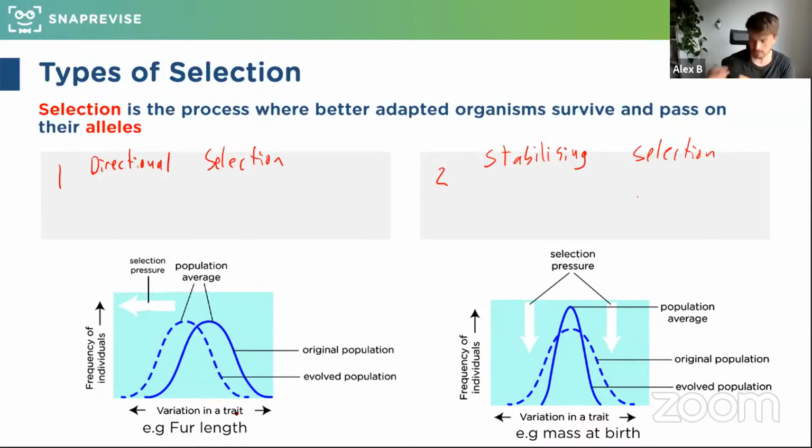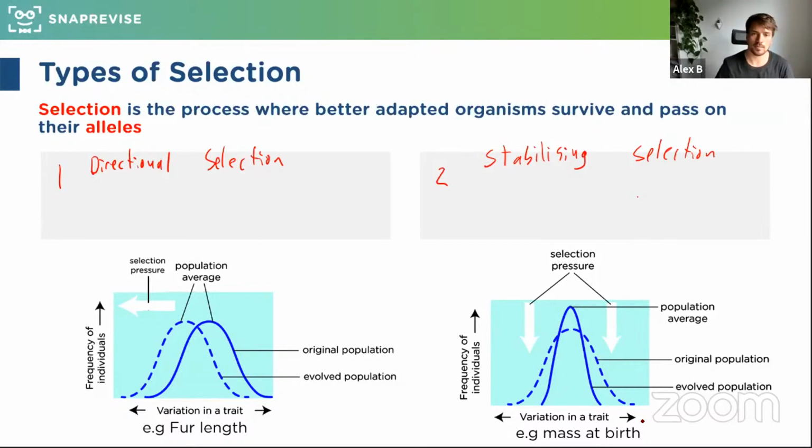So stabilizing selection is where the phenotypes in the middle are favored. One example is mass at birth, or you could also have head size in humans at birth. This is kind of like the Goldilocks zone. You don't want to be too big or too small when you're born. That makes it less likely that you're going to survive.